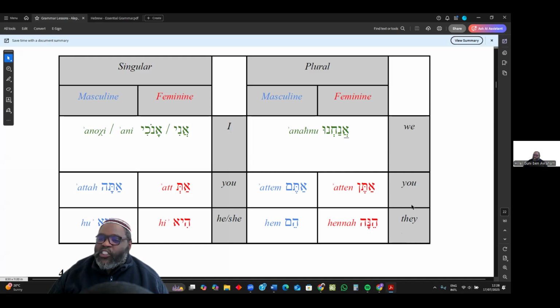And then we have here gender-specific pronouns like atem, which is you, the second person. When we're talking about the second person, we're talking about men, and it's plural. Atem means you, masculine. It means to men, atem. To women, aten. For women or speaking to women, it is aten. And then they, as a collective, would say hem to masculine. And then to women, it is henna. Okay? Hem, henna.